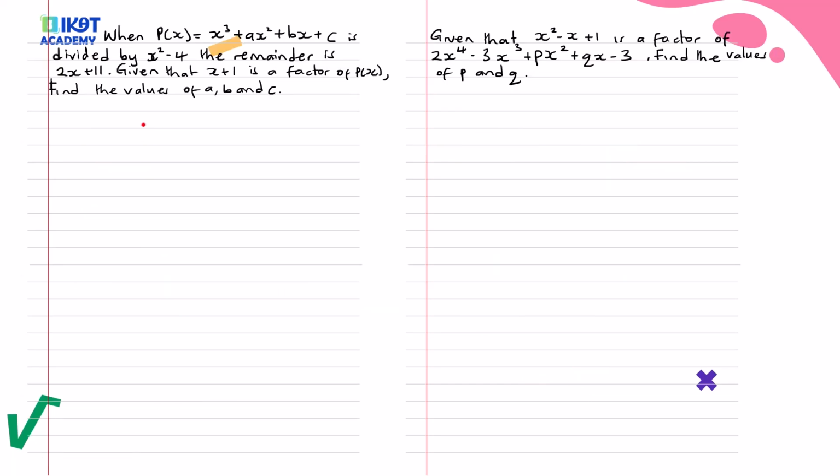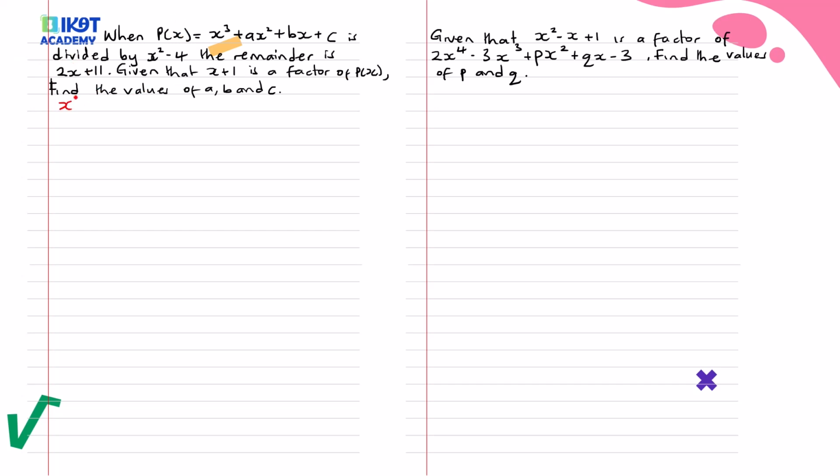Okay, now we're going to look at these briefly. These two examples we have: when this function is divided by x minus 4 squared, the remainder is that. Given that x plus 1 is a factor, find the values of a, b, and c. So we're going to see this faster.